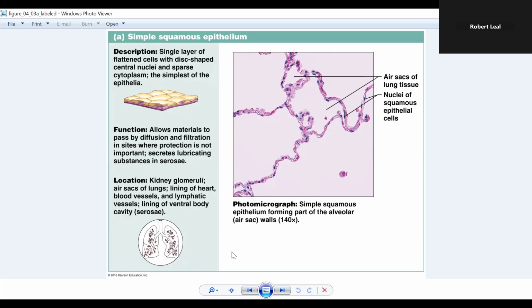And what is the advantage here? Well, diffusion can occur faster. So if you're in the lungs, you need to upload oxygen quickly and also get it into your bloodstream. So that would be the advantage. If you find this in the capillaries, making up the lining of a capillary, you're going to be able to upload oxygen quickly and download it to tissues quickly.